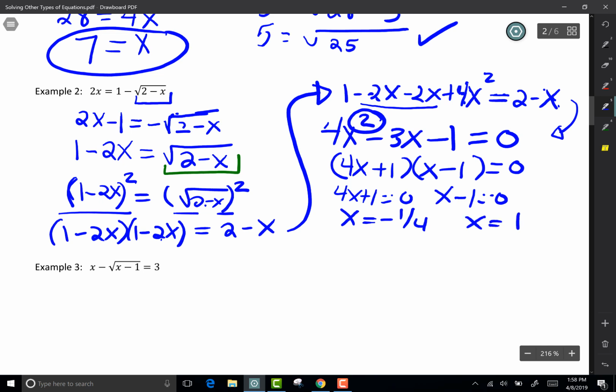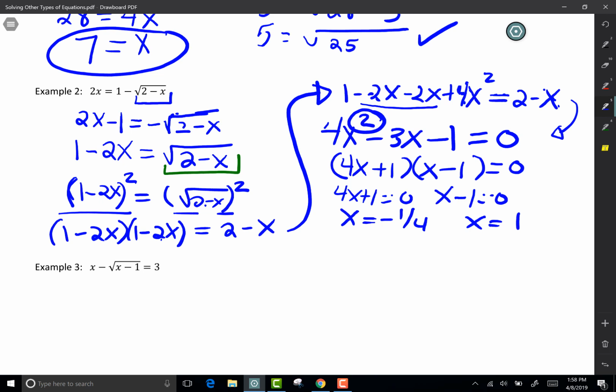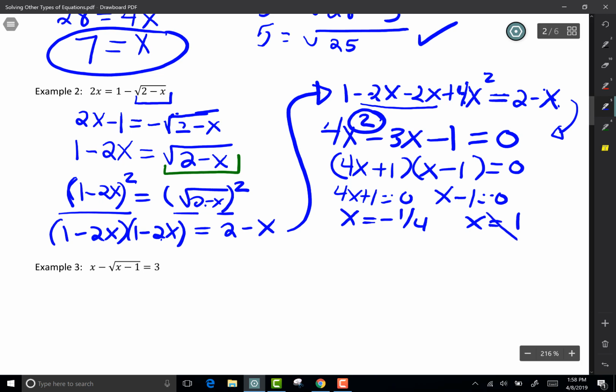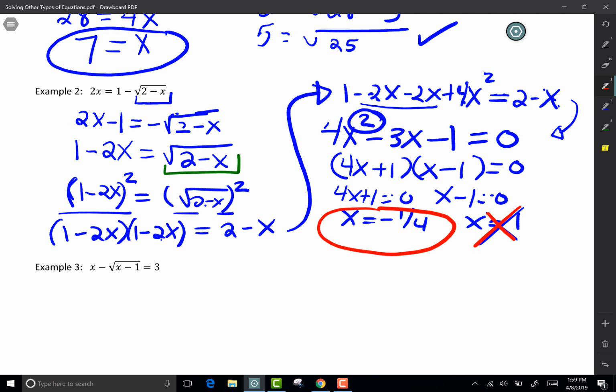Now, when I go back in and check those two answers, you're going to find that the 1 doesn't work. However, when I plug the negative 1/4 back into the original equation, that does work. So we would say that x equals 1 is an extraneous solution. Our only solution is x is equal to negative 1/4.